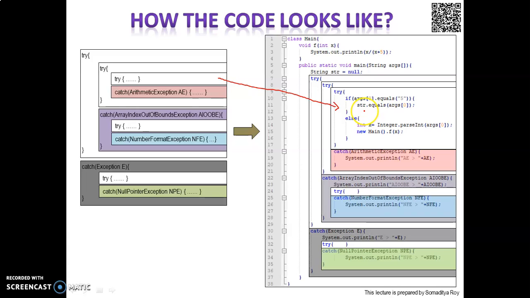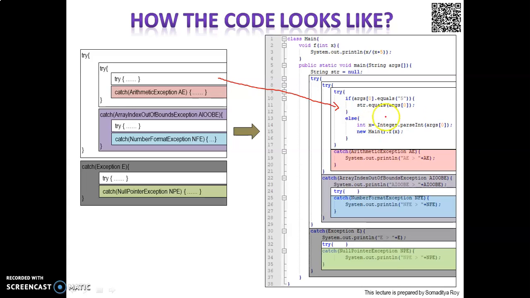And if it is equal, it will try to compare the value of args with str. Now here str is null, and args has a value. So at this point an exception will occur. That exception will be a null pointer exception. Why will it occur? Because we set str as null. And if we pass anything apart from 5, this condition will fail and it will go to else.